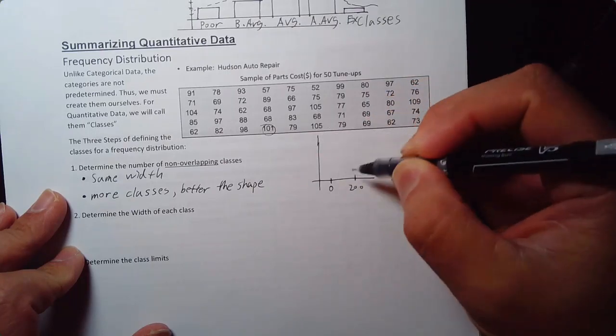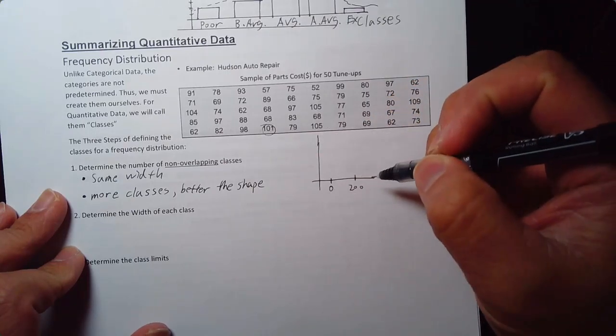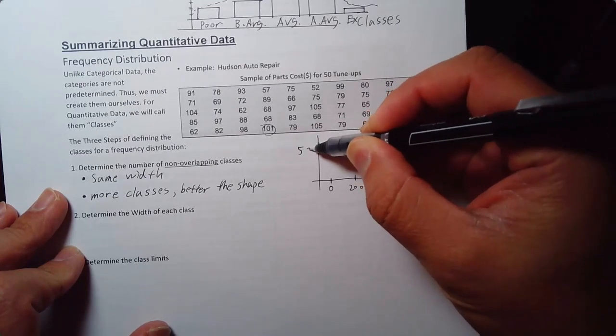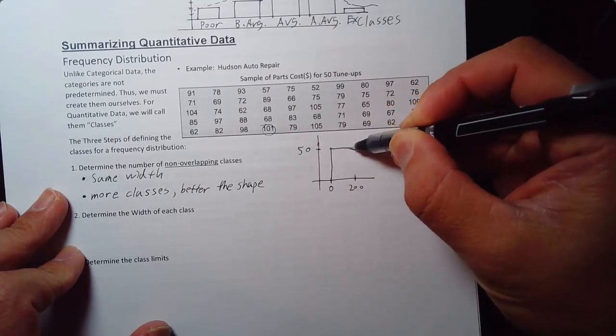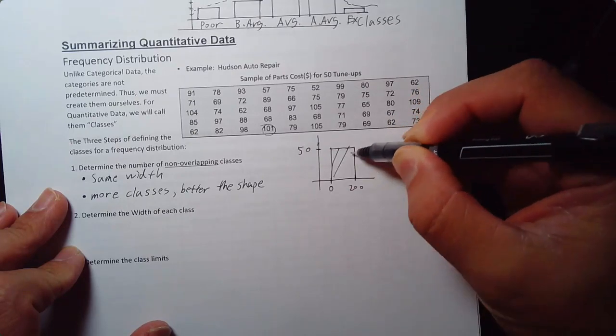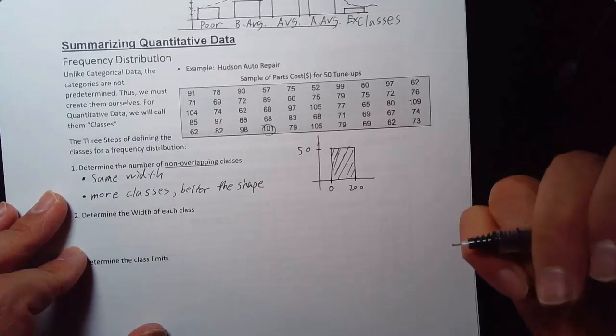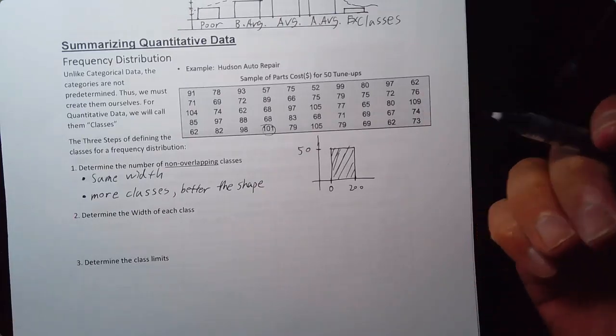Then what does this frequency distribution look like? 50. Every observation is in this one class. This tells us nothing. This doesn't give us any information at all.